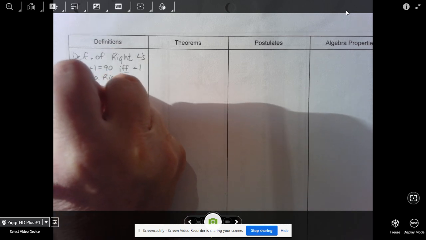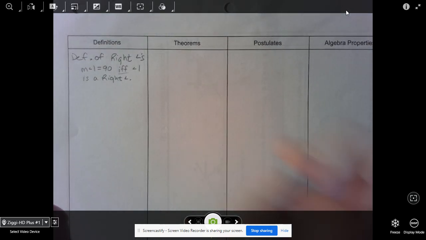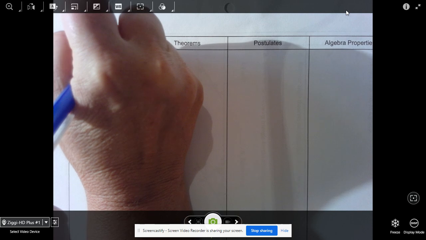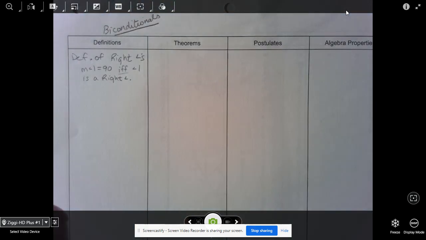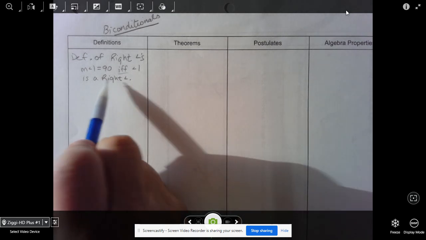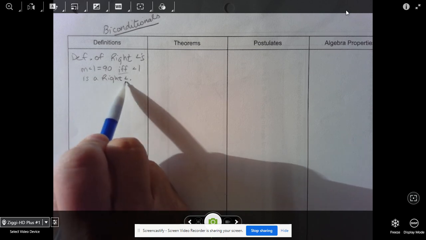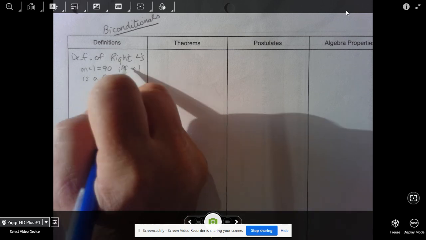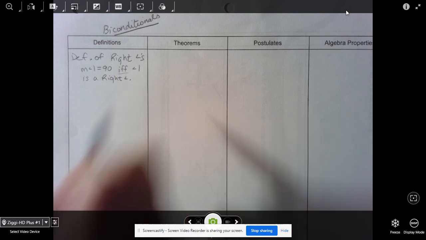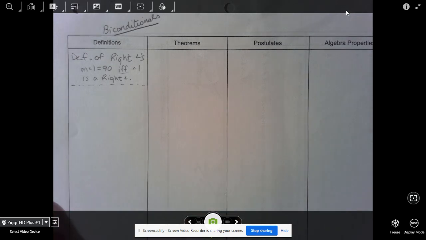is a right angle. So these statements are what we call biconditionals. Definitions are biconditionals. That means that the statement and its converse are both true. So I can reverse this statement around, and if I know that angle 1 is a right angle, then I know that the measure of angle 1 equals 90 degrees. Okay, so I can flip those around and it's true both directions. So that's one definition we have that you're going to see being used.